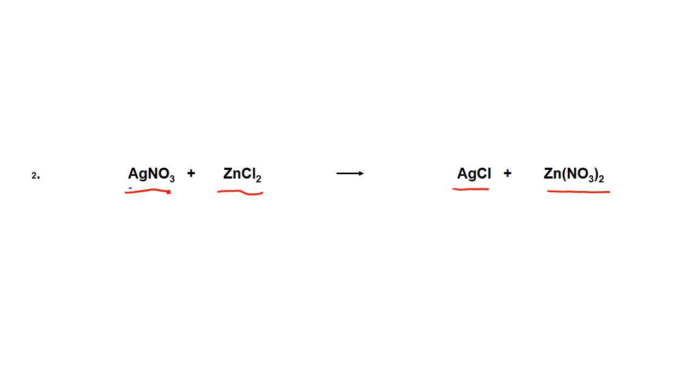So I count. I have 1 silver, okay? 1 nitrate group here, but 2. So now I need 2. So the 2's got to go in front. That coefficient number goes in front of whatever the nitrate's attached to. That means now I have 2 silvers over here, but that gives me 2 chlorines, but I have 2. So that makes it balanced. And my zinc is 1 and 1. So this one is balanced. You don't have to write out words on this problem.